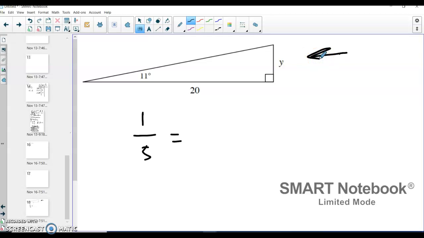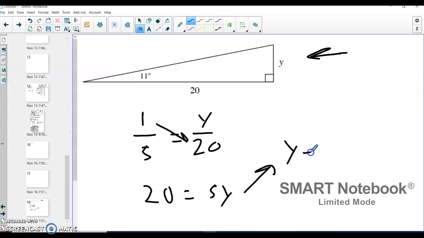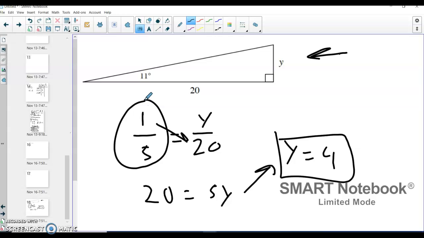And so the rise is y, because it's across from the 11. The run is 20 then, and I can cross multiply and solve. 1 times 20 gives me 20. 5 times y gives me 5y, and I could say that, well, y must equal 4. Okay? Now, the big thing there is, okay, the 11 degrees told me my slope ratio, and then I can set up the rest of the problem.